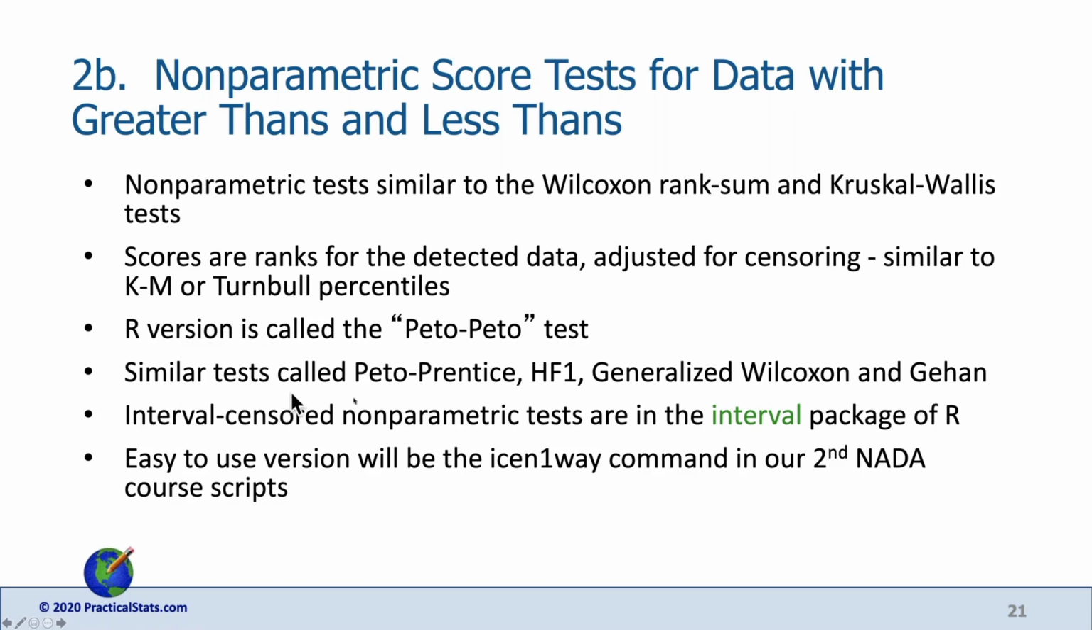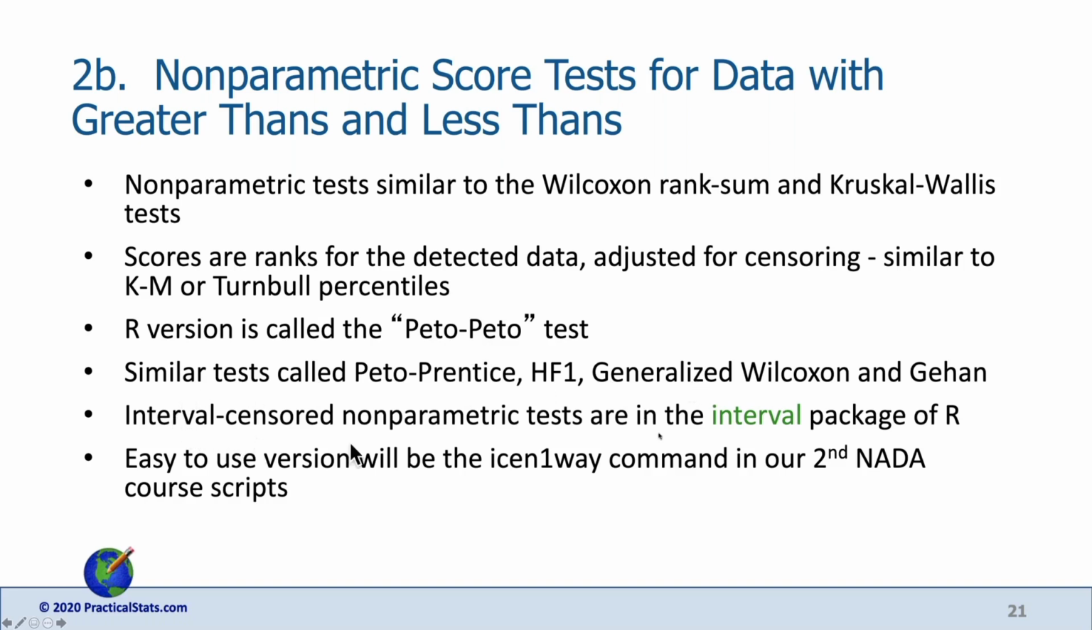And these similar tests go by different names because Prentice came along and modified the Peto-Peto test. HF1 stands for the names of two other statisticians, Harrington and Fleming, if I remember right. Generalized Wilcoxon usually means I didn't bother to figure out which of these type of tests I did, so I'm just calling it the generalized Wilcoxon test. I think often it's this last one, the Gehan test, which is again the name of the person that developed it. And they're all mathematically very, very similar to the Peto-Peto test. So I've just used what's in R.